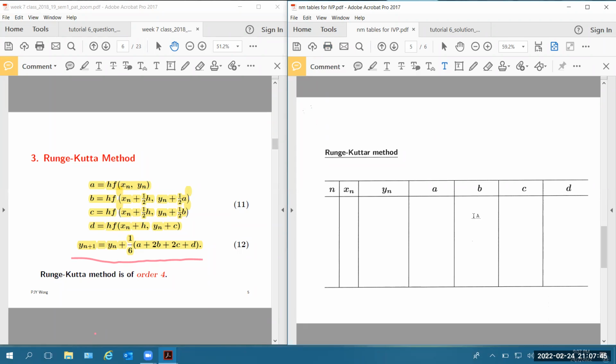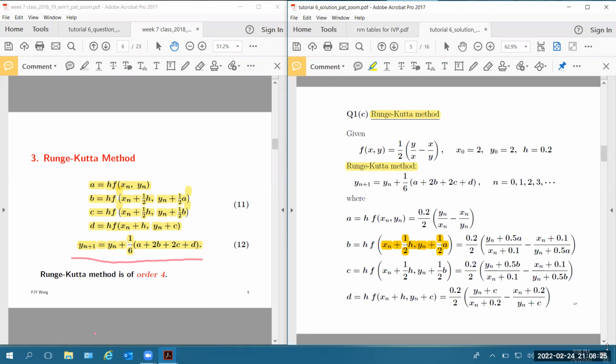Before we start, can you tell me which columns need 8 decimal places? Class, anyone? It's every single column except the first and second one. So in fact your y_n, A, B, C, D are all 8 decimal places. Only your n and x_n don't need it. Usually when we do this, we can do it in landscape.